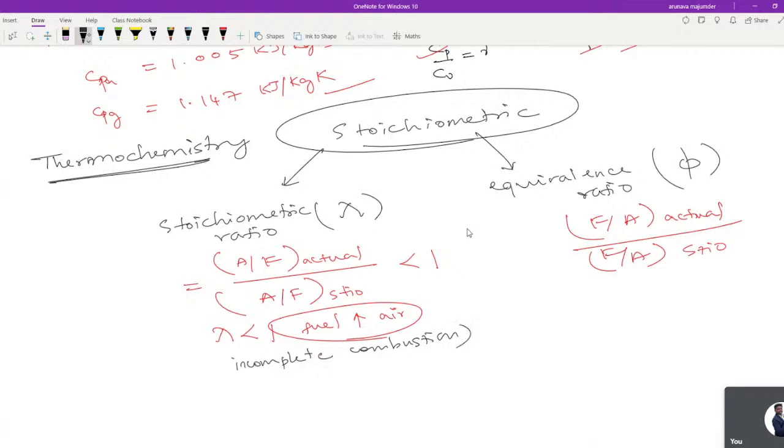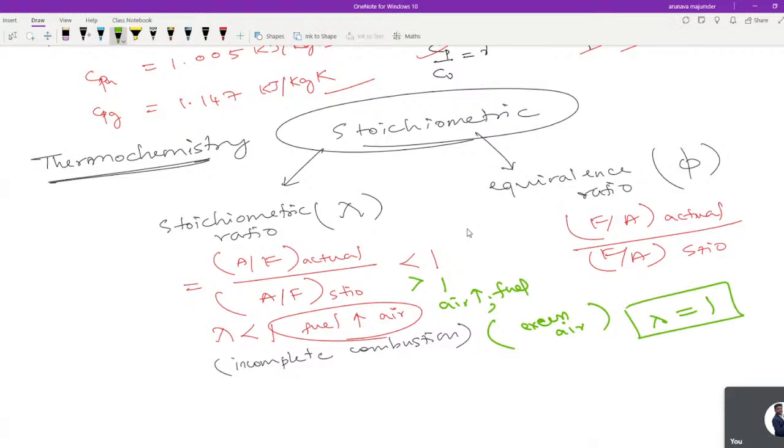And if it happens vice versa, if it is greater than 1, it means the air is more as compared with the fuel. There we can state it as excess air. So either of those is not an ideal solution. We say stoichiometric when lambda is equal to 1.